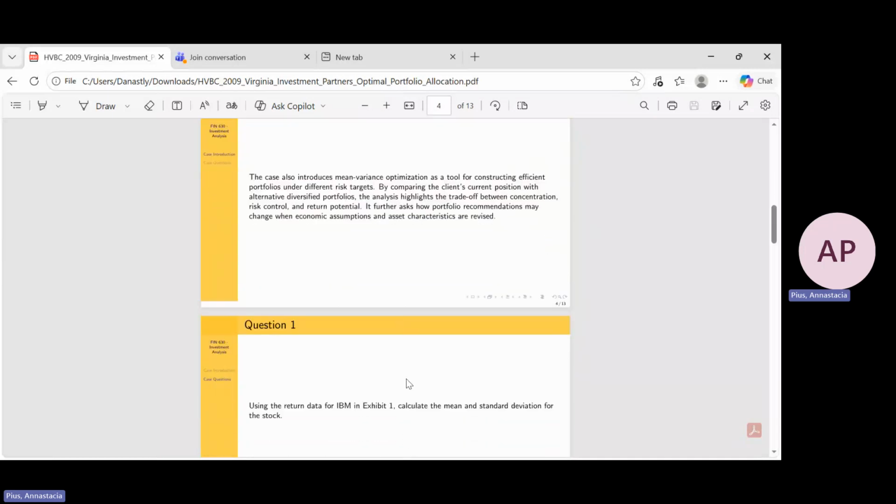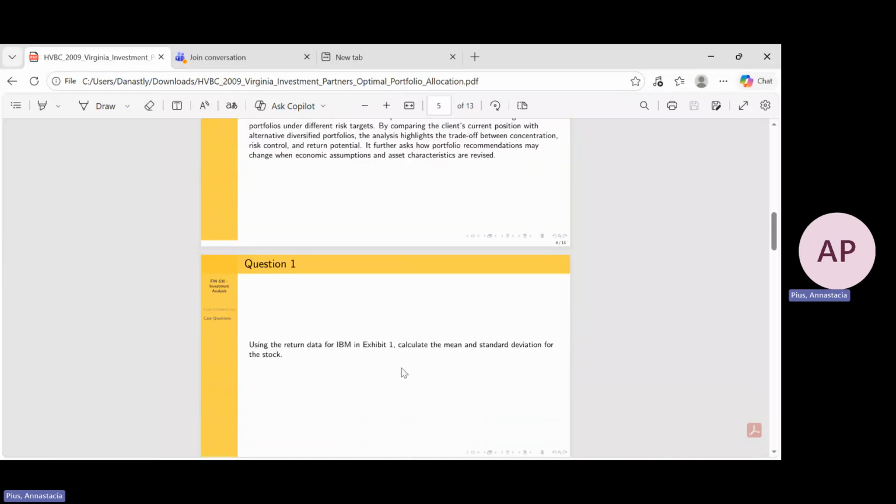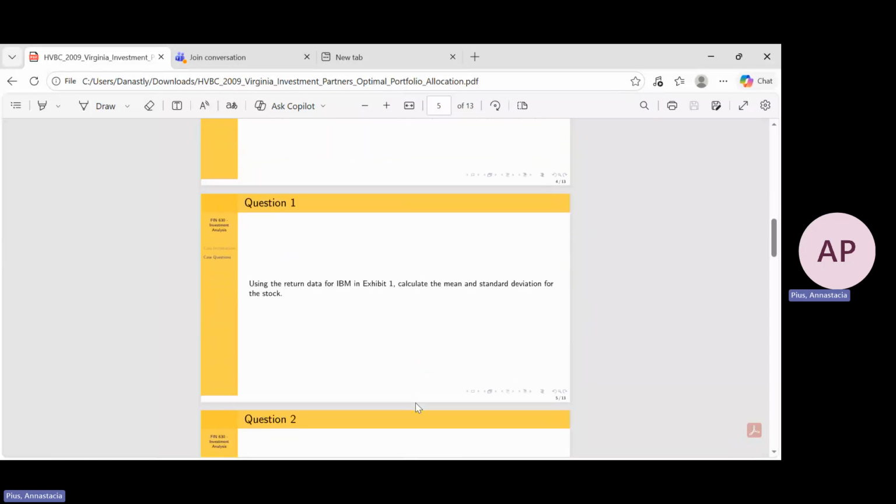So question one was: using the return data for IBM in Exhibit 1, calculate the mean and variance for standard deviation for the stock. So we go ahead and view this. This was the data that we had been given. This was the monthly return data that had been given for this assignment.